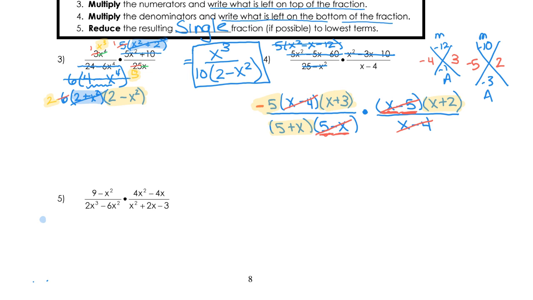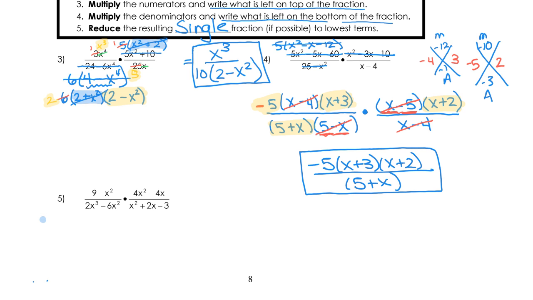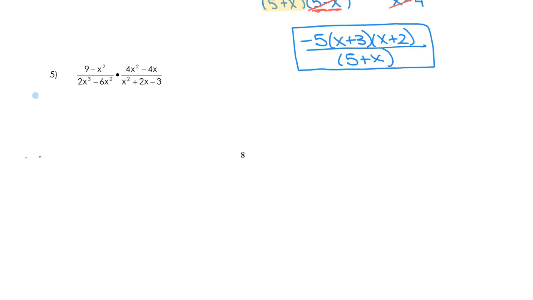So we'll go ahead and go across the top. We have a negative 5, an x plus 3, an x plus 2. On the bottom, we have the 5 plus x, and that is it. Nothing else can be reduced. All right, last one on this side. Move this up.